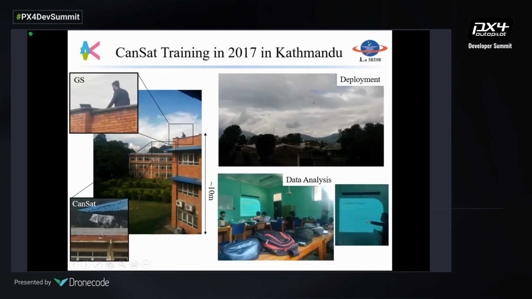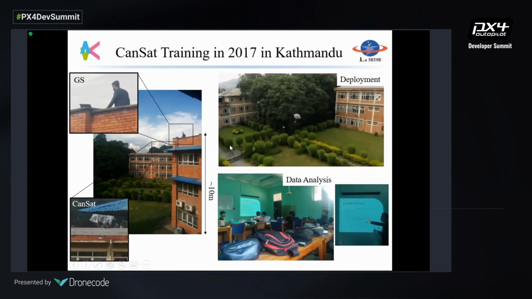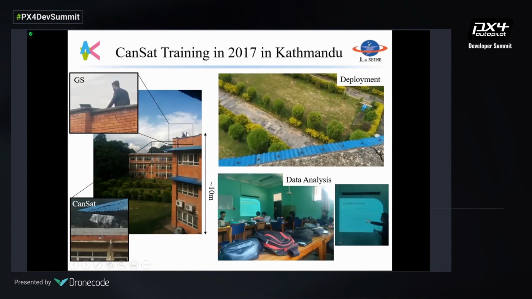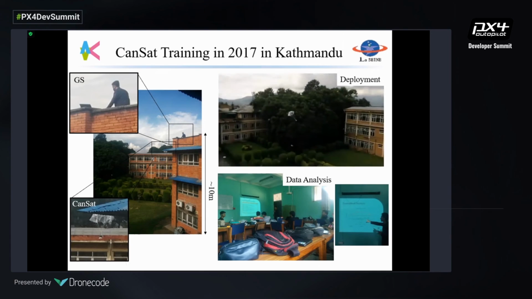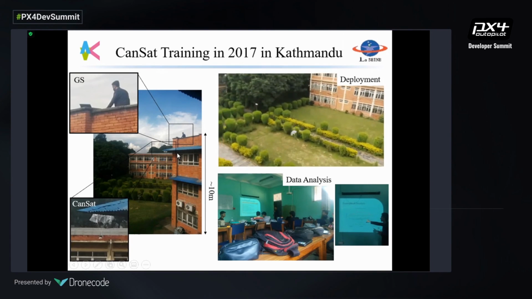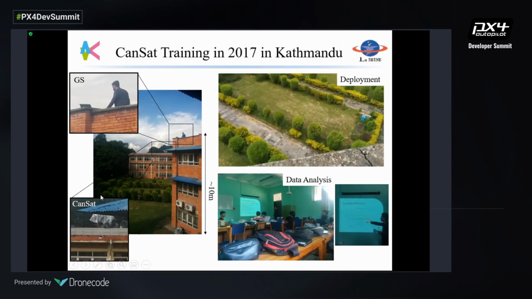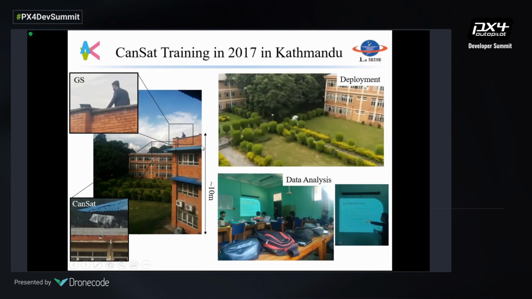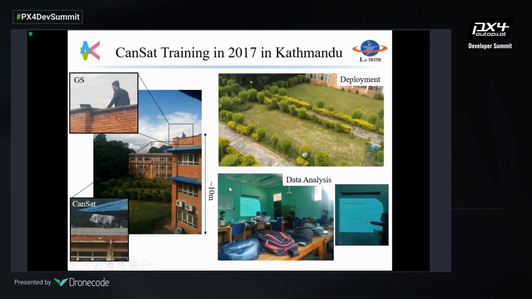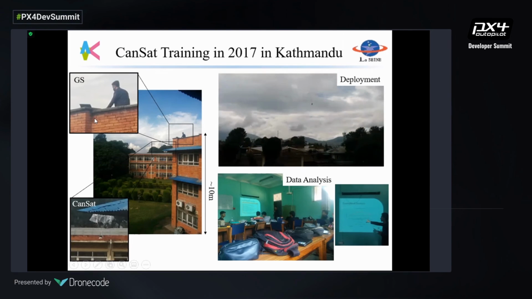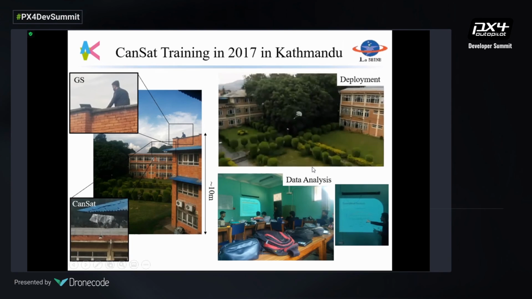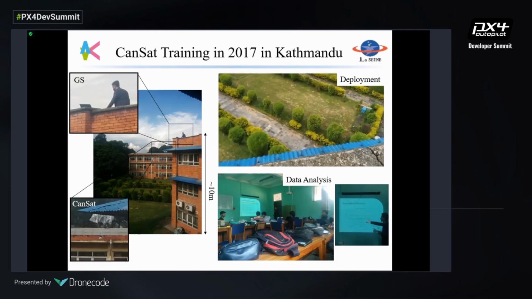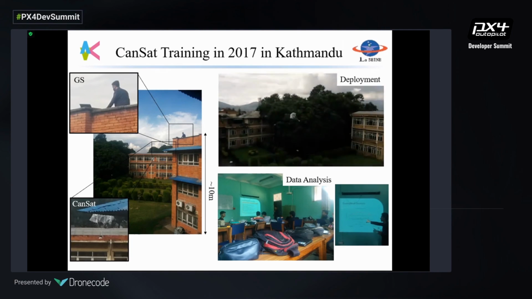Yeah, so the next slide will show how we deployed it. We didn't have any deployment mechanism at the time. So what we did was we basically climbed to the top of the building, to the roof, and threw the CanSat from probably around 10 meters of height. So the 100 meters that we tested was more than enough. After deploying, we then did data analysis. The students looked at the data and tried to analyze how the CanSat was moving, how much distance it covered, and so forth.